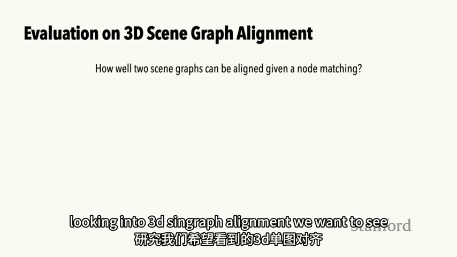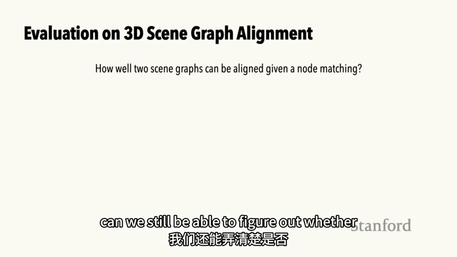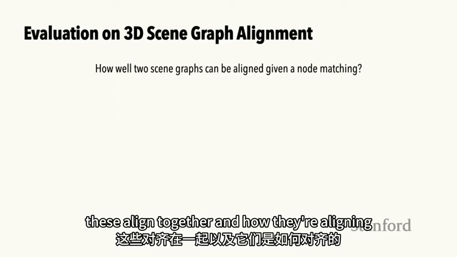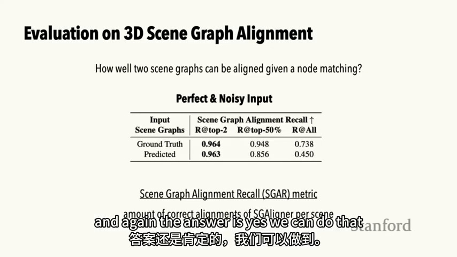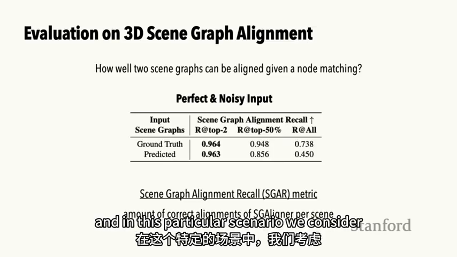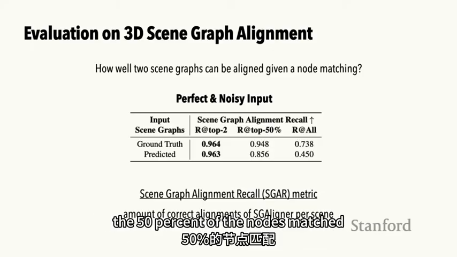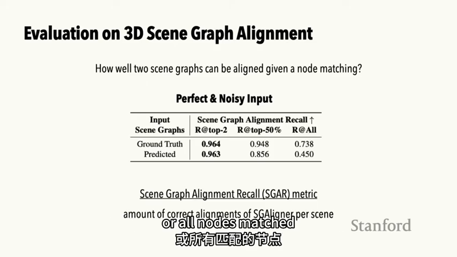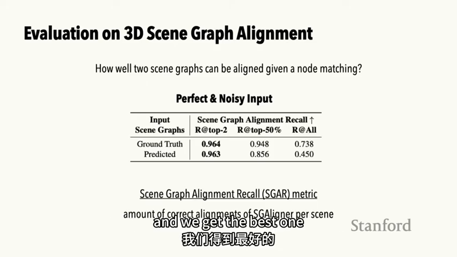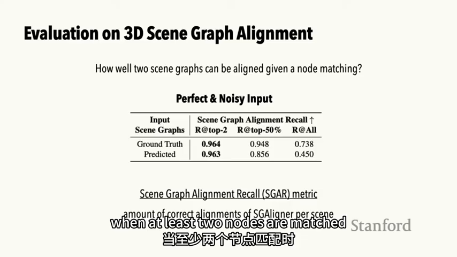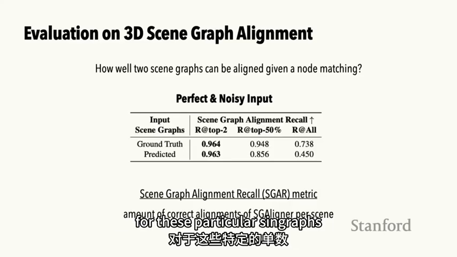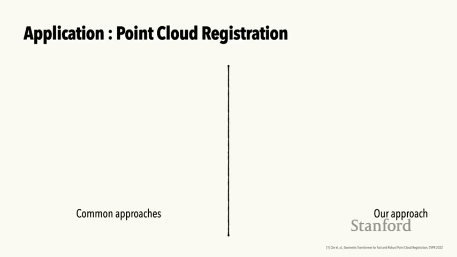Looking into 3D scene graph alignment, we want to see, okay, we matched some nodes. Can we still figure out whether these align together and how they're aligning? And again, the answer is yes, we can do that. In this particular scenario, we consider if we have the top two matched nodes, 50% of the nodes matched, or all nodes matched, what is the performance? And we get the best one when at least two nodes are matched for these particular scene graphs.